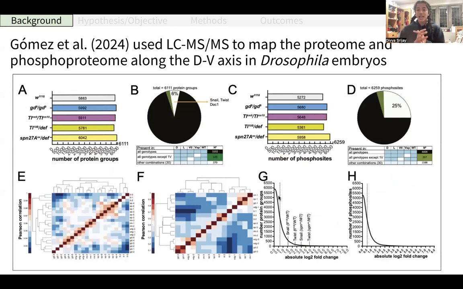Previous work has applied proteomics to developmental biological problems. As an example, Gomez et al. used LC-MS and LC-MS/MS to map the proteome and the phosphoproteome along the dorsoventral axis in Drosophila embryos. Here you can see they were able to achieve spatial resolution, and they used this to show dynamic genotype-dependent changes in phosphorylation of certain proteins.